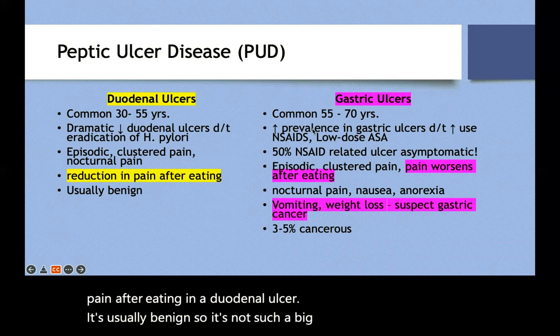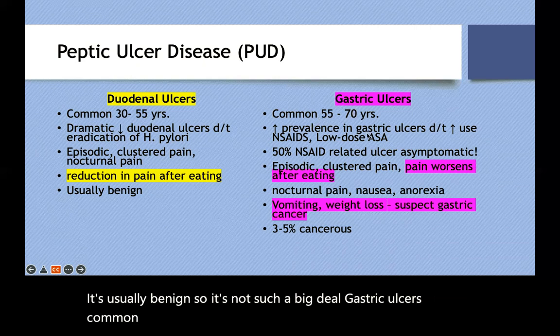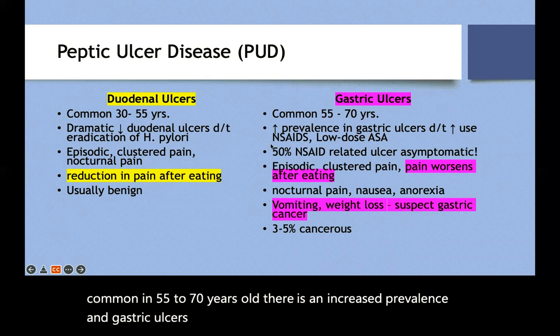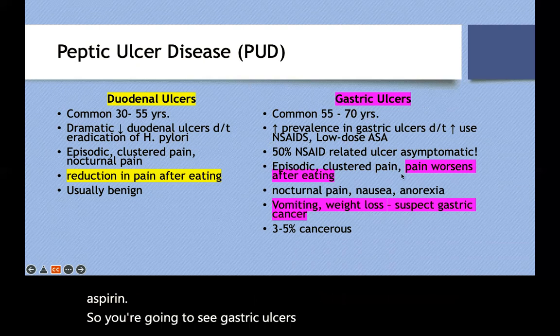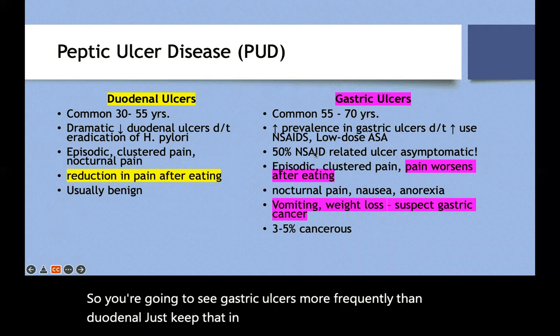Gastric ulcers are common in 55 to 70 year olds. There's an increased prevalence in gastric ulcers due to the increased use of NSAIDs and low-dose aspirin. So you're going to see gastric ulcers more frequently than duodenal. Just keep that in mind. 50% of NSAID-related ulcers are asymptomatic. Interesting. So just keep that in mind.